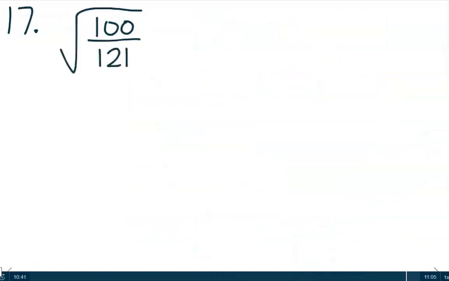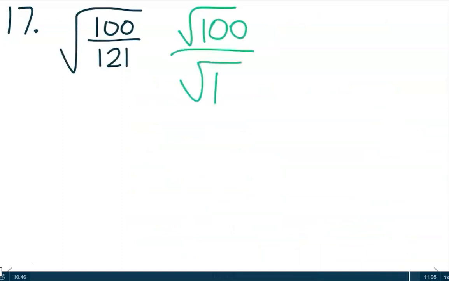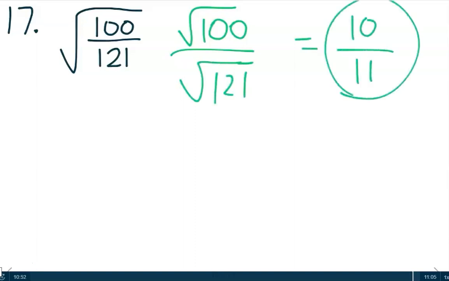Number 17. Square root of a fraction is the square root of the numerator over the square root of the denominator. Square root of 100 is 10. Square root of 121 is 11. So final answer, 10 over 11.